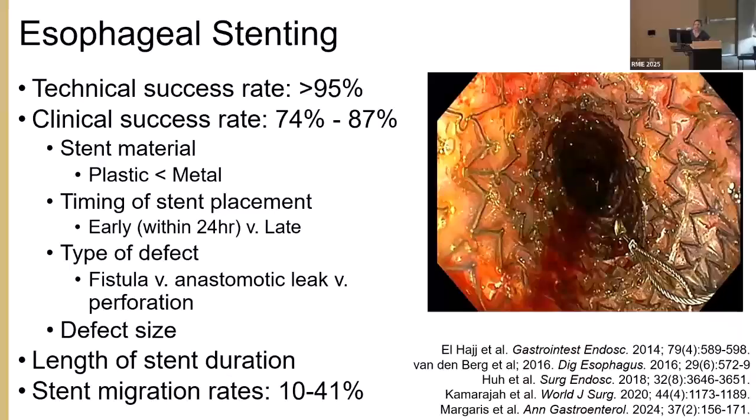Esophageal stenting has high technical success rates. It's widely available. Its clinical success rates are variable depending on potentially the stent material used, the timing of stent placement, the type of defect you're trying to heal, as well as the defect size. Other factors that go into clinical success are length of stent duration. And then it's just important to note that there are stent migration rates that can vary from 10 to 40% depending on the material, and if you also use any anti-migration techniques like clipping or suturing.